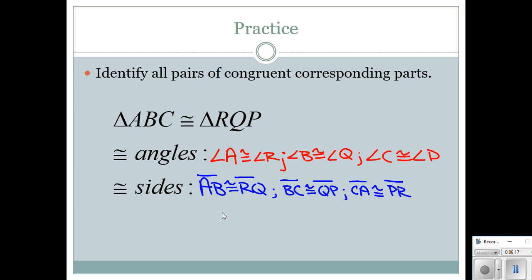And then the sides, the best way is to draw. So AB is congruent to RQ. BC is congruent to QP. CA is congruent to PR. So just go in the same direction, just write ABC, RQP, and you can actually visualize the sides. So when you do sides, I want you to draw this line above, and this is the congruent sign. So please copy these two.